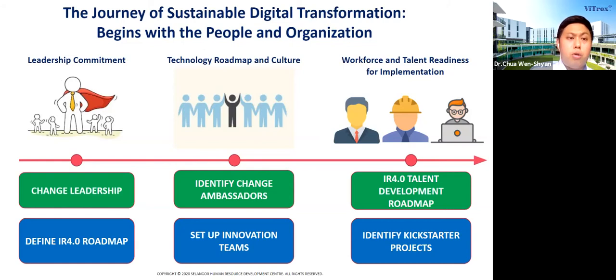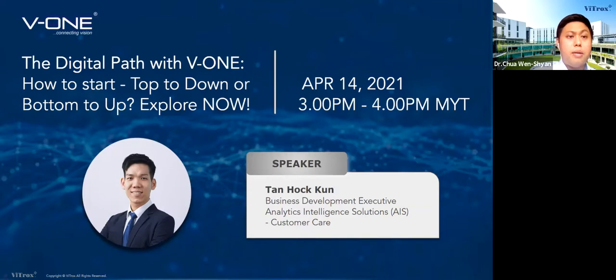And of course, when we talk about the journey towards digital transformation, it always starts with people and the organization. So we talk about change leadership, we talk about identifying change ambassadors, right? The talent development roadmap, setting up teams, and then move up from there. Always start in a step-by-step approach, and then slowly scale up from there. And with that, I will pass back to Dixon.